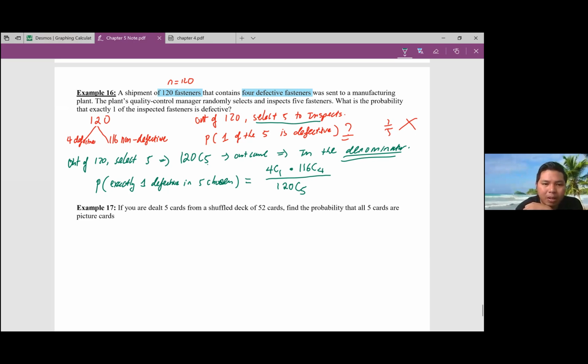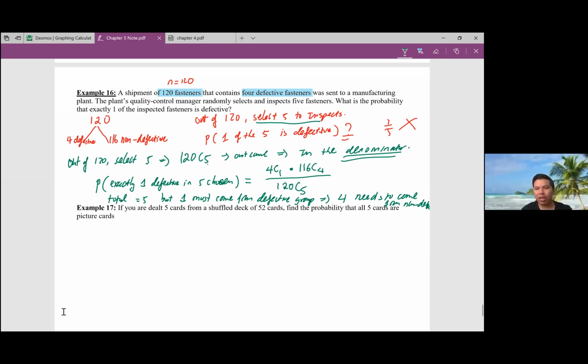Remember, the total equals 5, but 1 must come from the defective group. Therefore, 4 need to come from the non-defective. Does that logic make sense here, guys? Feel better? How about Julia? Yes, I get it. Wilson? Yeah, makes sense.